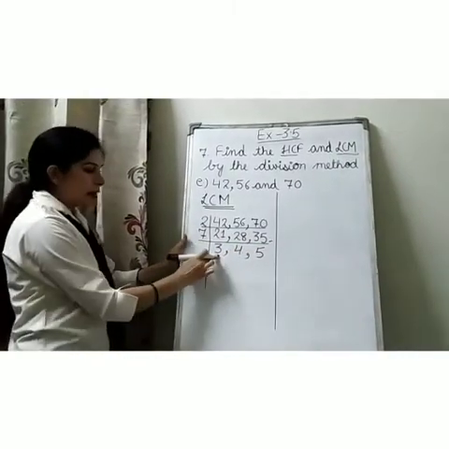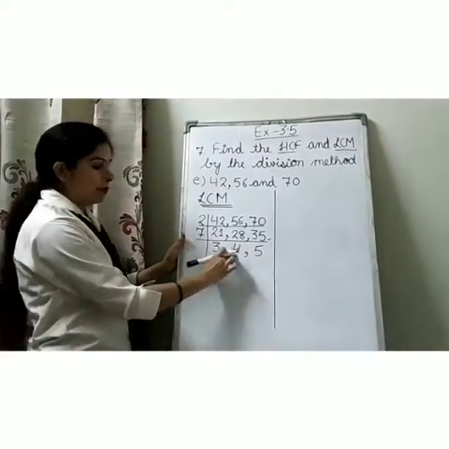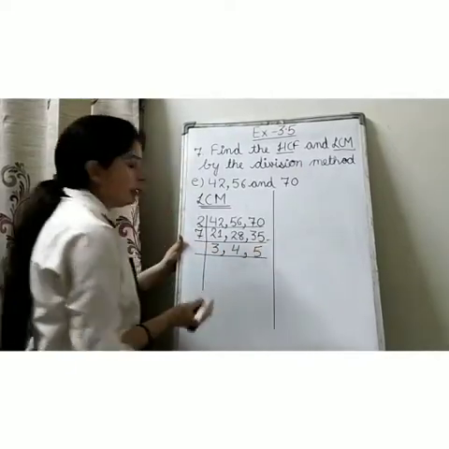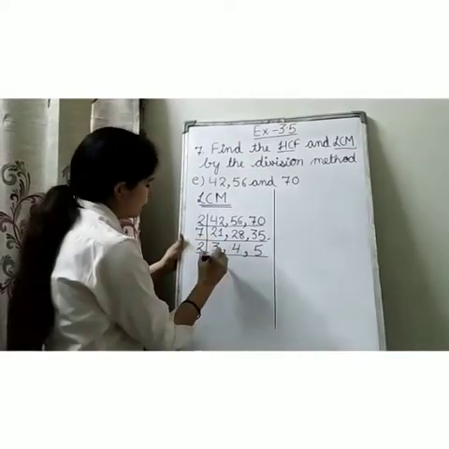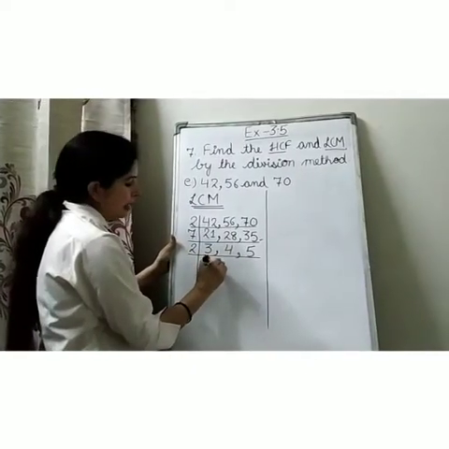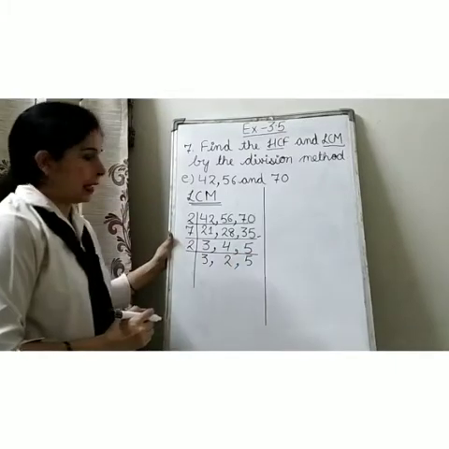Now see, 3 is the prime number, 5 is the prime number, but 4 is a composite number. So we will take one more step. 2 can't divide 3. So it will remain same. 2 2s are 4, 5 will be same.